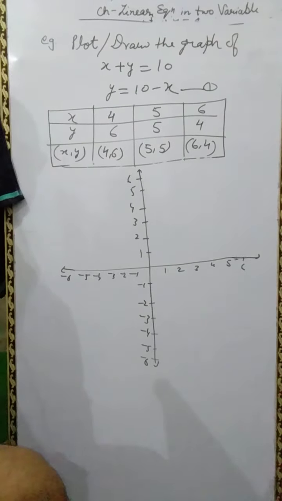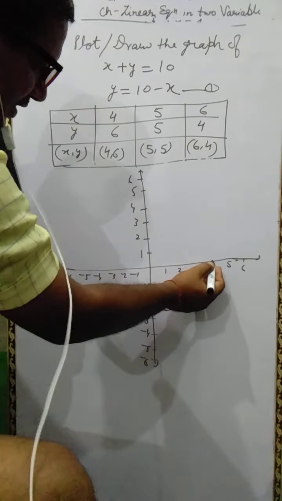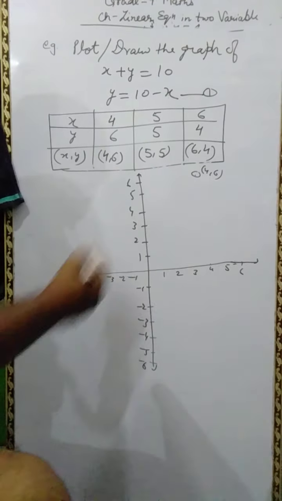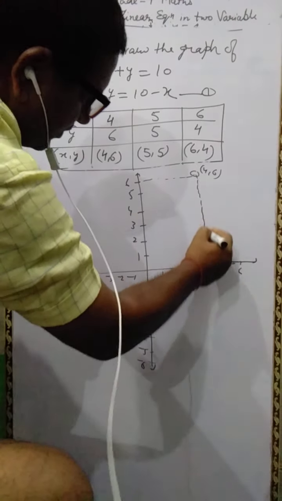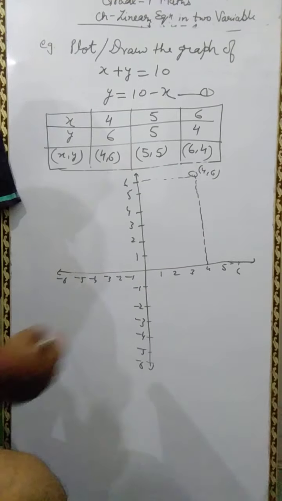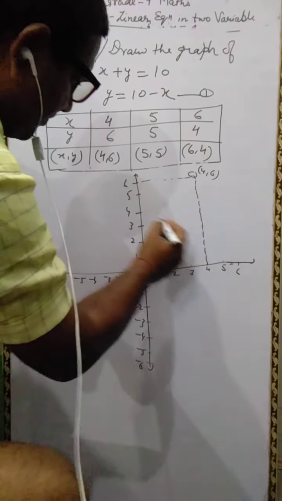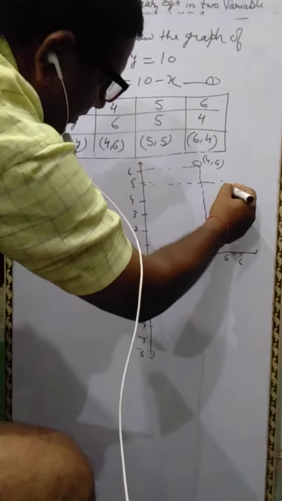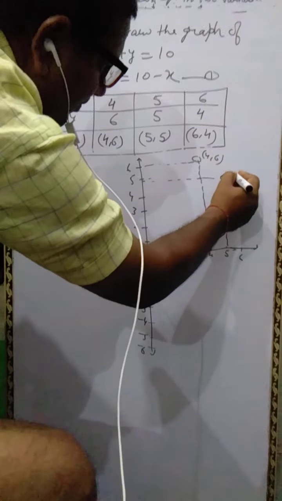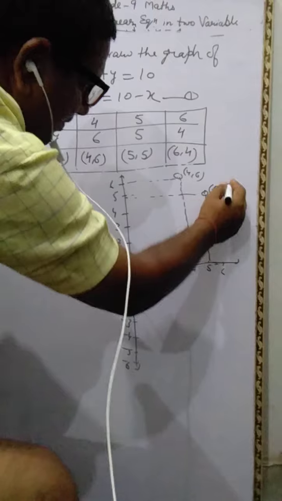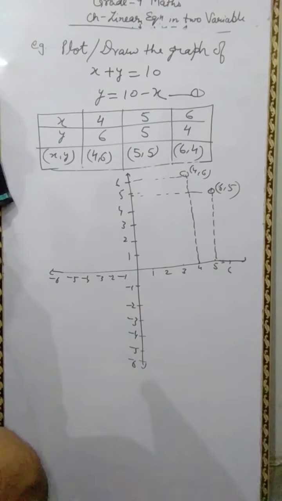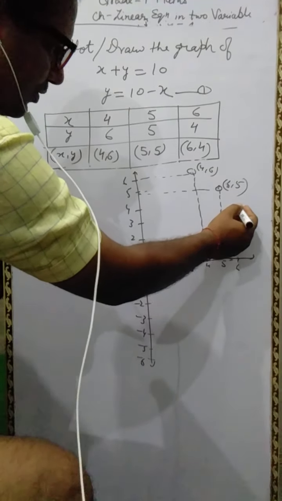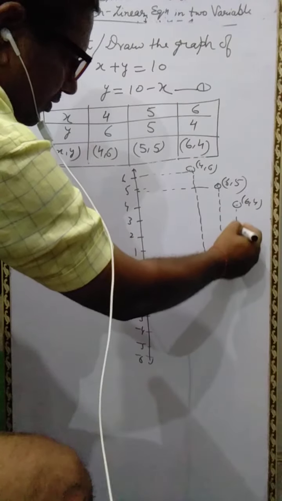Okay, the first point is 4 comma 6. So 1 2 3 4 on the abscissa and 6 upward: 4 comma 6. Next 5 comma 5: 1 2 3 4 5 and upward. This point is 5 comma 5. Okay, and next is 6 comma 4. So this is 1 2 3 4 5 6 and this is 4, so 6 comma 4.